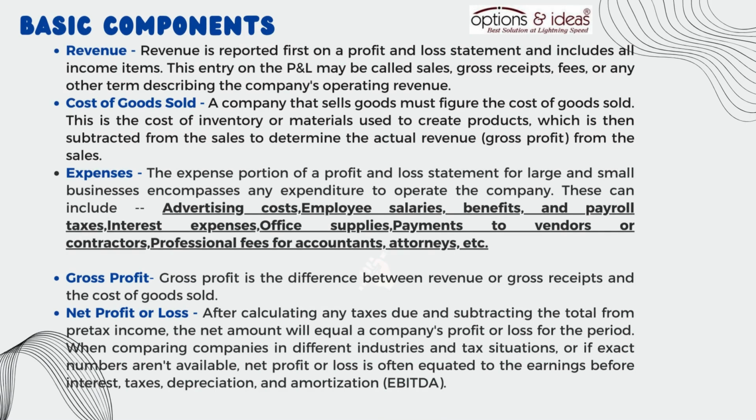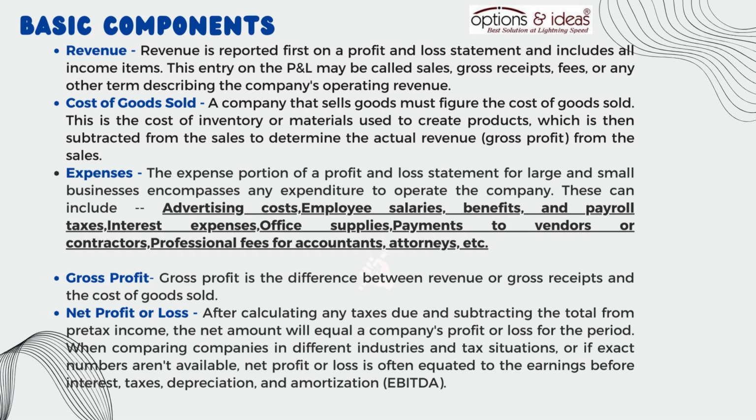Basic components. Revenue. Revenue is reported first on a profit and loss statement and includes all income items. This entry on the P&L may be called sales, gross receipts, fees, or any other term describing the company's operating revenue. Cost of goods sold. A company that sells goods must figure the cost of goods sold. This is the cost of inventory or materials used to create products, which is then subtracted from the sales to determine the actual revenue, gross profit, from the sales.